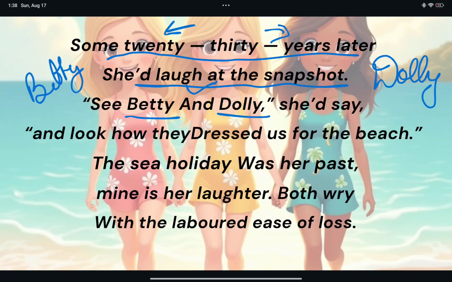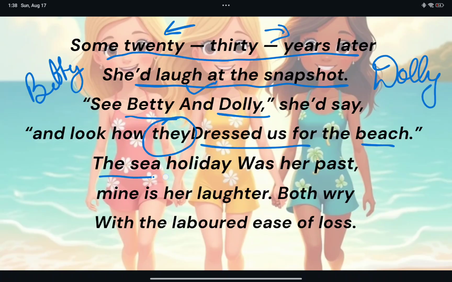And she would also say to her daughter that see, when we went paddling, when this photo was clicked, these are my two cousins Betty and Dolly, and see how our parents dressed us for the beach. She would also point at the dresses and say that see how our parents made us wear these dresses to the beach. So she would talk about it. She would be happy seeing those pictures of her sea holiday.